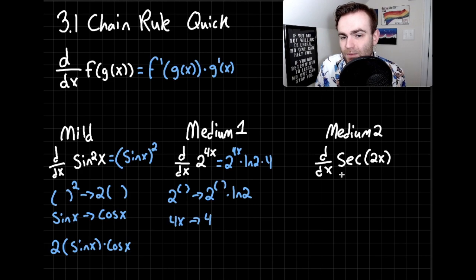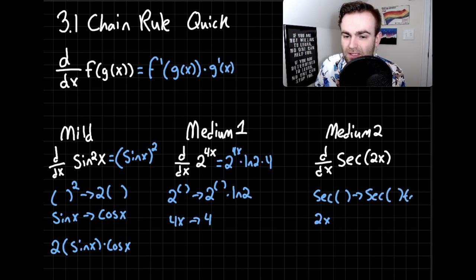And finally, we have this secant. The reason I chose secant is because secant has a really weird derivative. If I write these in order from outermost to innermost, we have secant on the outside and we have 2x on the inside. The derivative of secant is secant tangent. Both of those are going to get their own set of parentheses. We're going to keep the inside the same for both of them. And the derivative of 2x is 2.